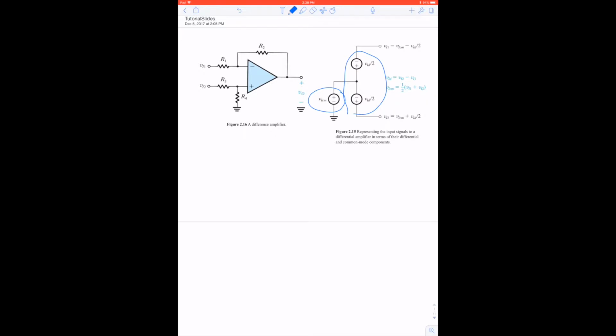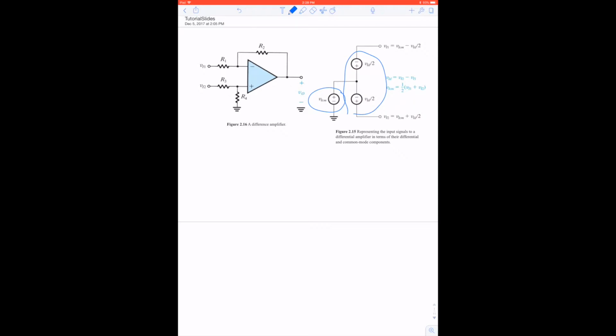If we can find the difference gain and the common mode gain, then we know something about the quality of the difference amplifier, because an ideal difference amplifier would have a common mode gain of 0. So let's solve this problem, but let's first solve it by superposition. Later we will step through and solve it in other ways.